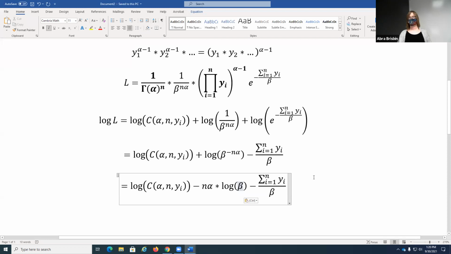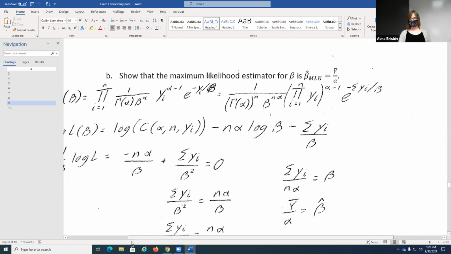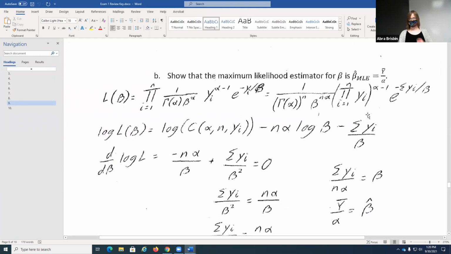All right, so that brings us to this point. We've taken the log, then we take the derivative with respect to beta. So the log of the constant goes to 0. So we have negative n times alpha over beta, because the derivative of the log of beta is 1 over beta.